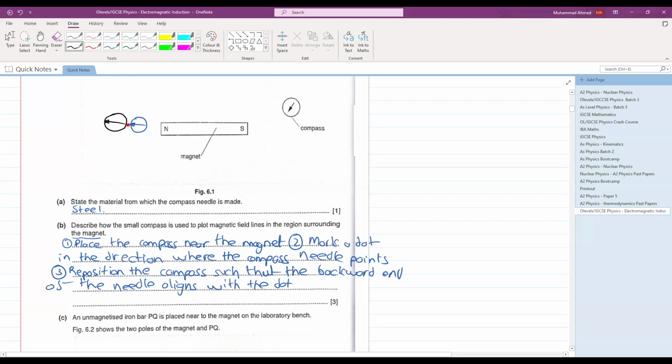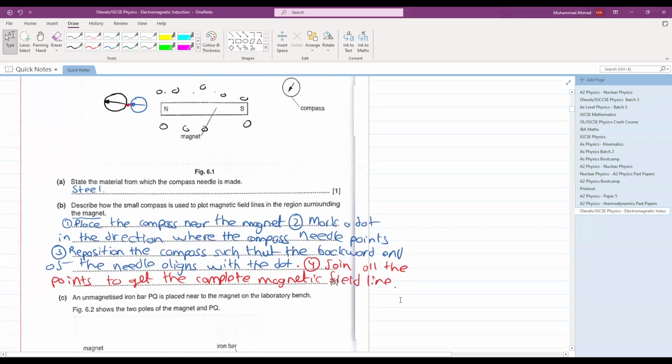Somewhere here. You can keep doing it. You can do it at multiple positions, here, here, here, here. You will get a complete magnetic field. Okay, then you can write the final point. Join all the points to get the complete magnetic field line.